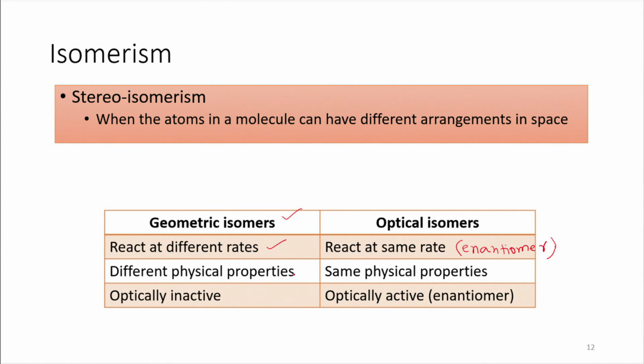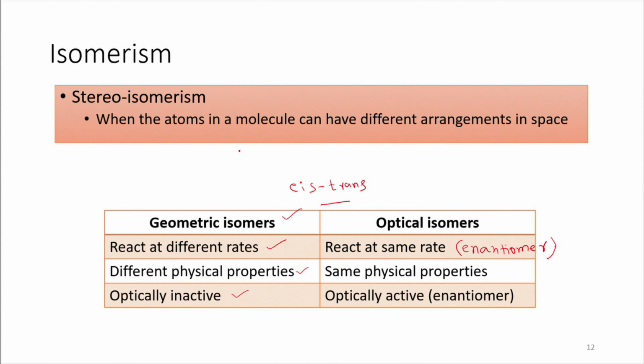Diastereomers react at different rates, but enantiomers both react at the same rate. And the geometric isomers generally have different physical properties. That means we have cis and trans isomers, and we will see how the physical properties of a few compounds are different. Optical isomers, basically enantiomers, have the same physical properties, and the geometric isomers are generally optically inactive, whereas optical isomers are optically active. In the next session, we will study more about optical activity and optical isomerism.